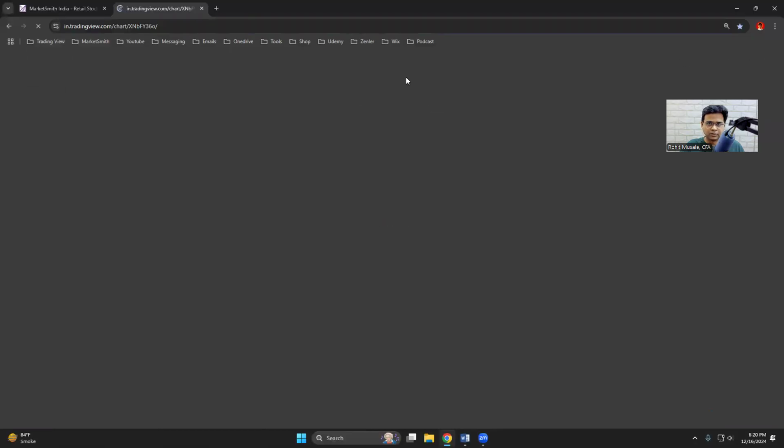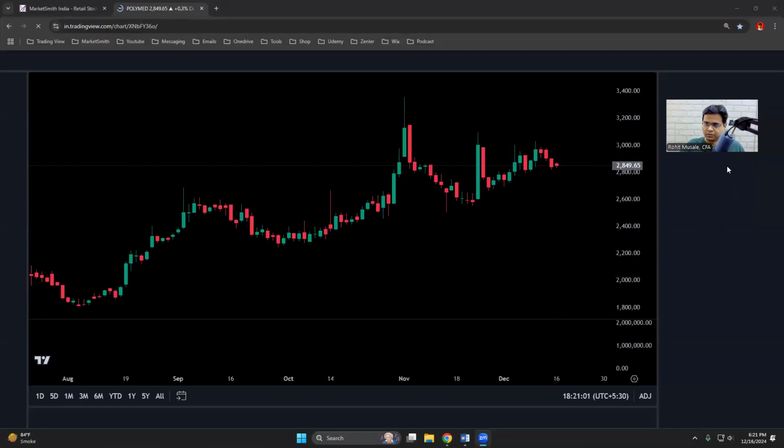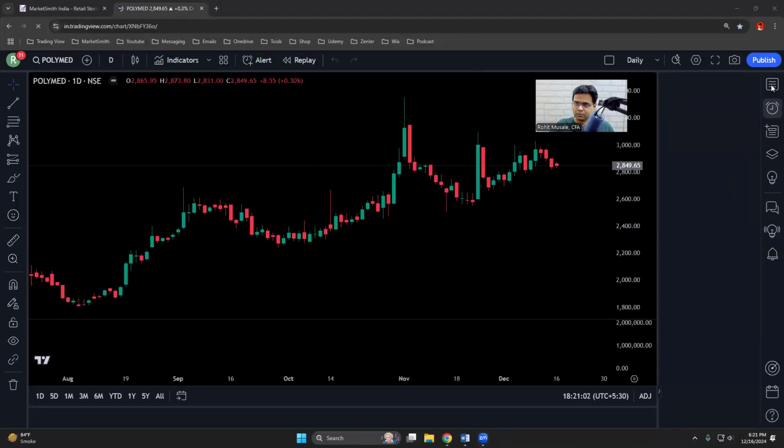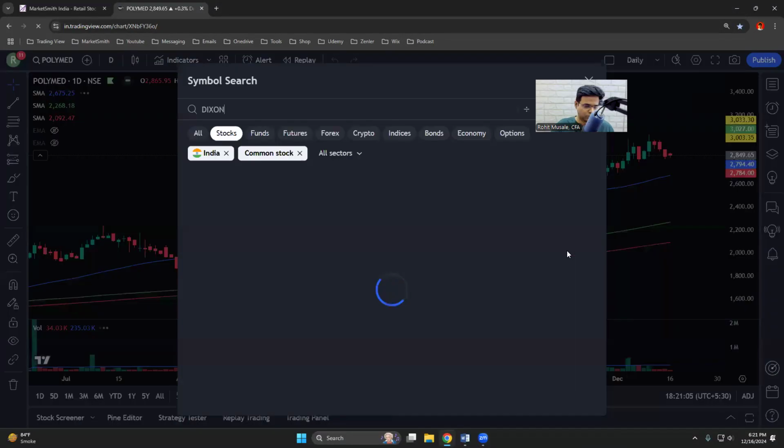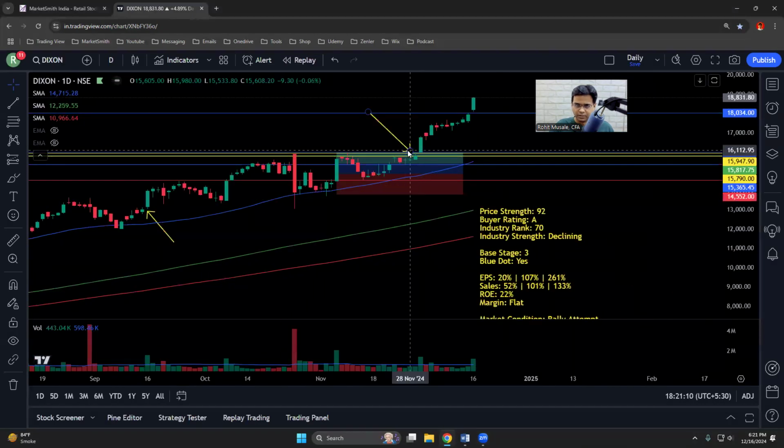let's go to Dixon, a stock that I have bought. Let me show you where I bought the stock. So let's go to Dixon. See, have a look at this. This arrow mark, I have bought the stock here. So on that yellow line, that was my buy point. Okay. So see, the stock closed below the yellow line after I bought. So on that day, I was at a loss.